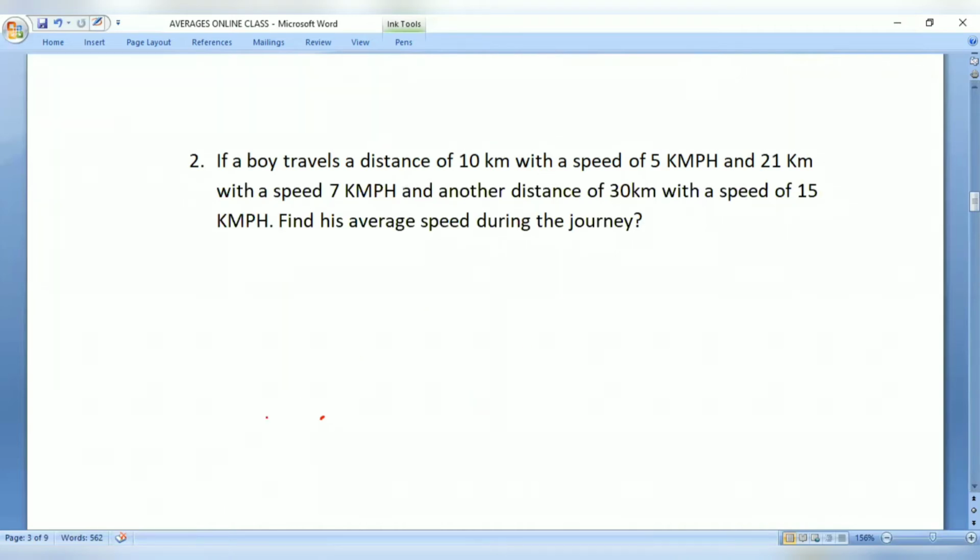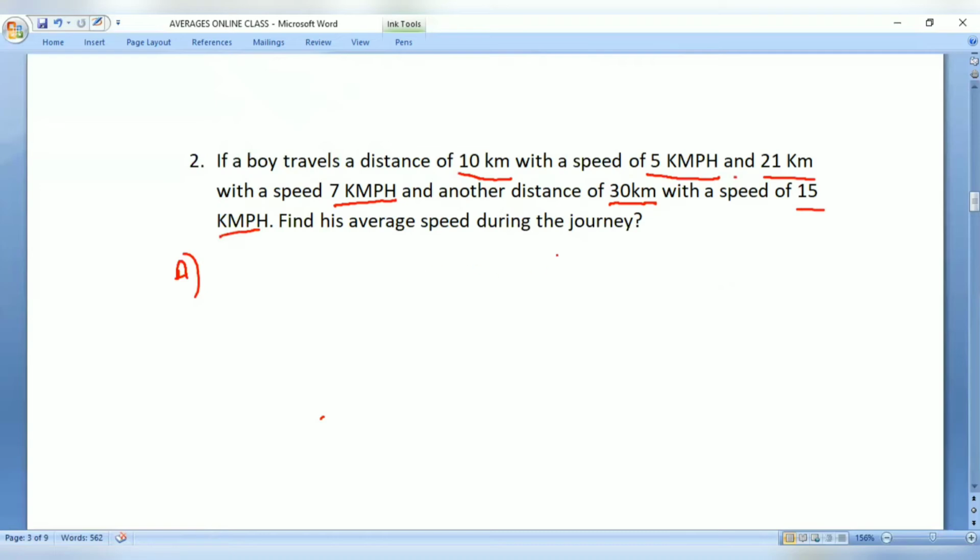So this particular problem is saying a different concept here again. What is that? A boy travels a distance of 10 kilometers with a speed of 5 kilometer per hour, and 21 kilometers with a speed of 7 kilometer per hour, and another distance of 30 kilometers with a speed of 15 kilometer per hour.